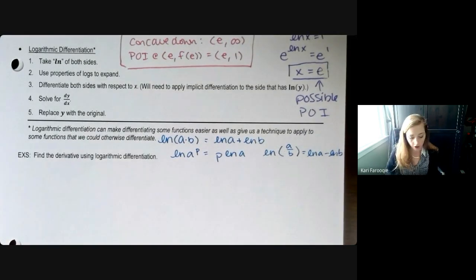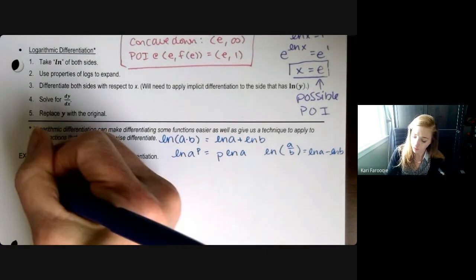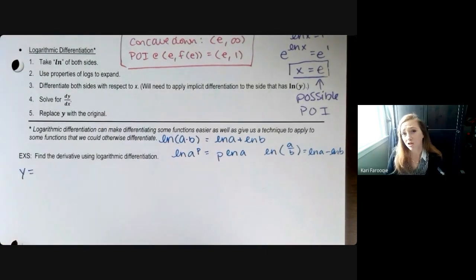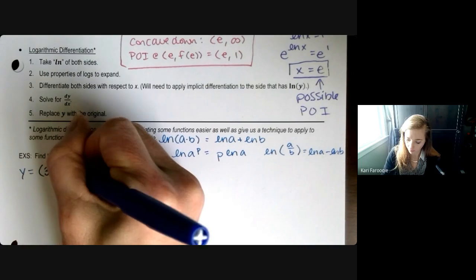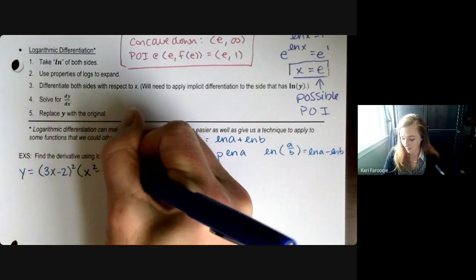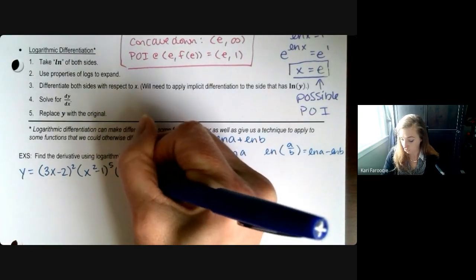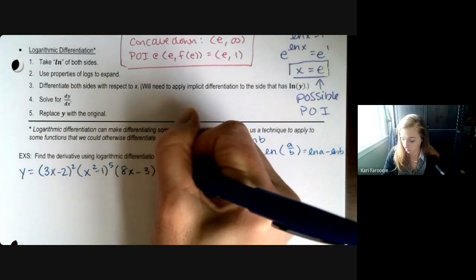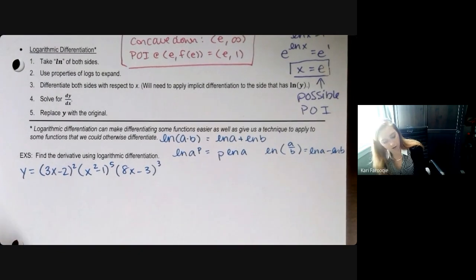All right, so here's the function. And if you're thinking, no, I'm never going to use this, well, I'm going to ask you to do it on your exam. And also, when I give you this function, you change your mind. It is 3x minus 2 quantity squared times x squared minus 1 to the 5th power. Oh, I hear some of us changing our tune right now about logarithmic differentiation. Times 8x minus 3 cubed.